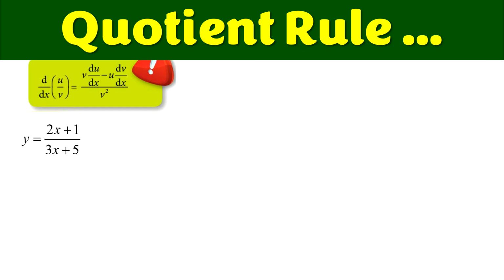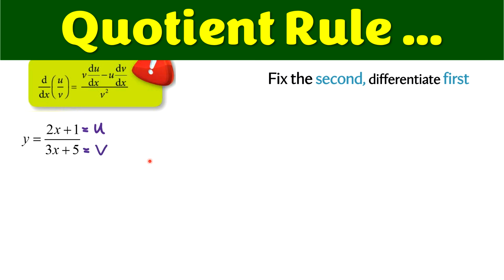Let's apply quotient rule to differentiate this equation. First, we will want to differentiate each part. As I mentioned earlier on, we are going to fix the second and then differentiate the first term. So before that, I will need to define the numerator as u and the denominator as v. Since it requires us to differentiate the first, and the first function here is our u, u equals 2x plus 1. To differentiate this, u prime will simply give us 2 by using power rule.